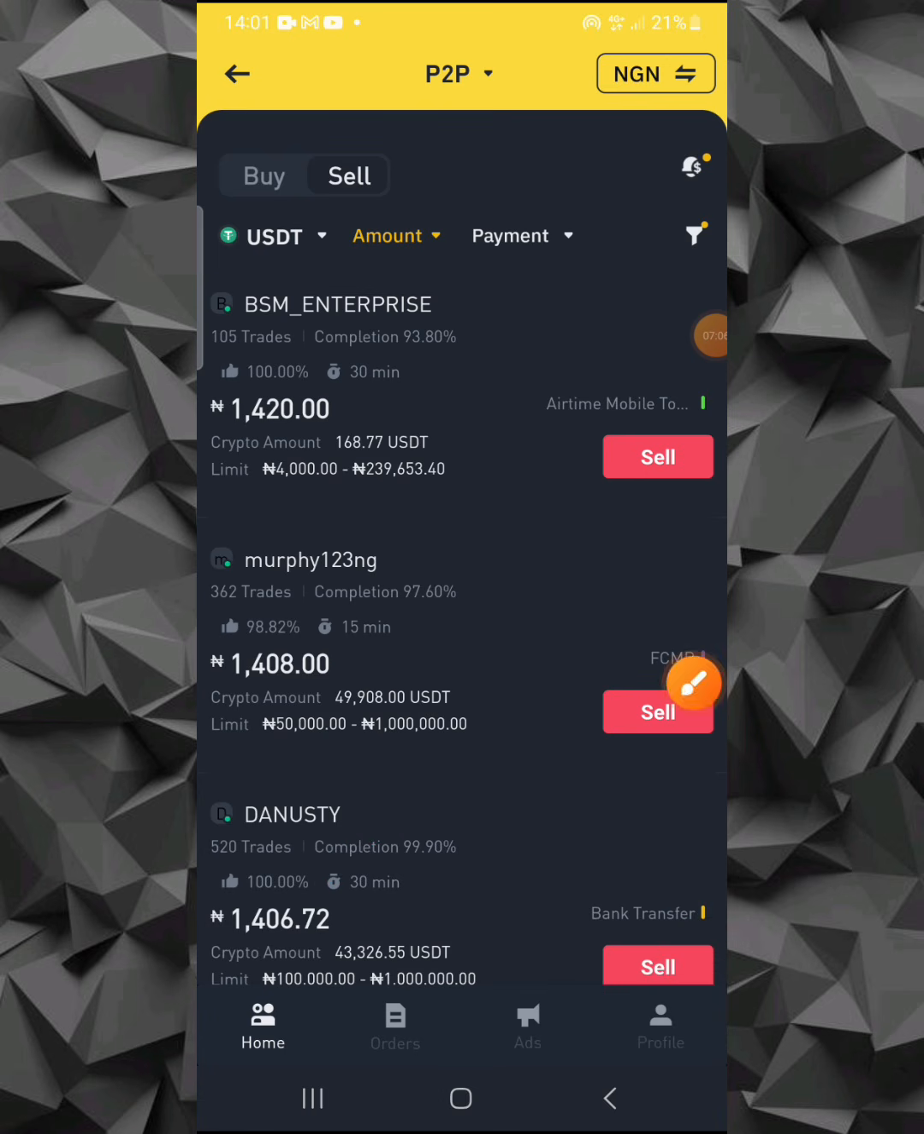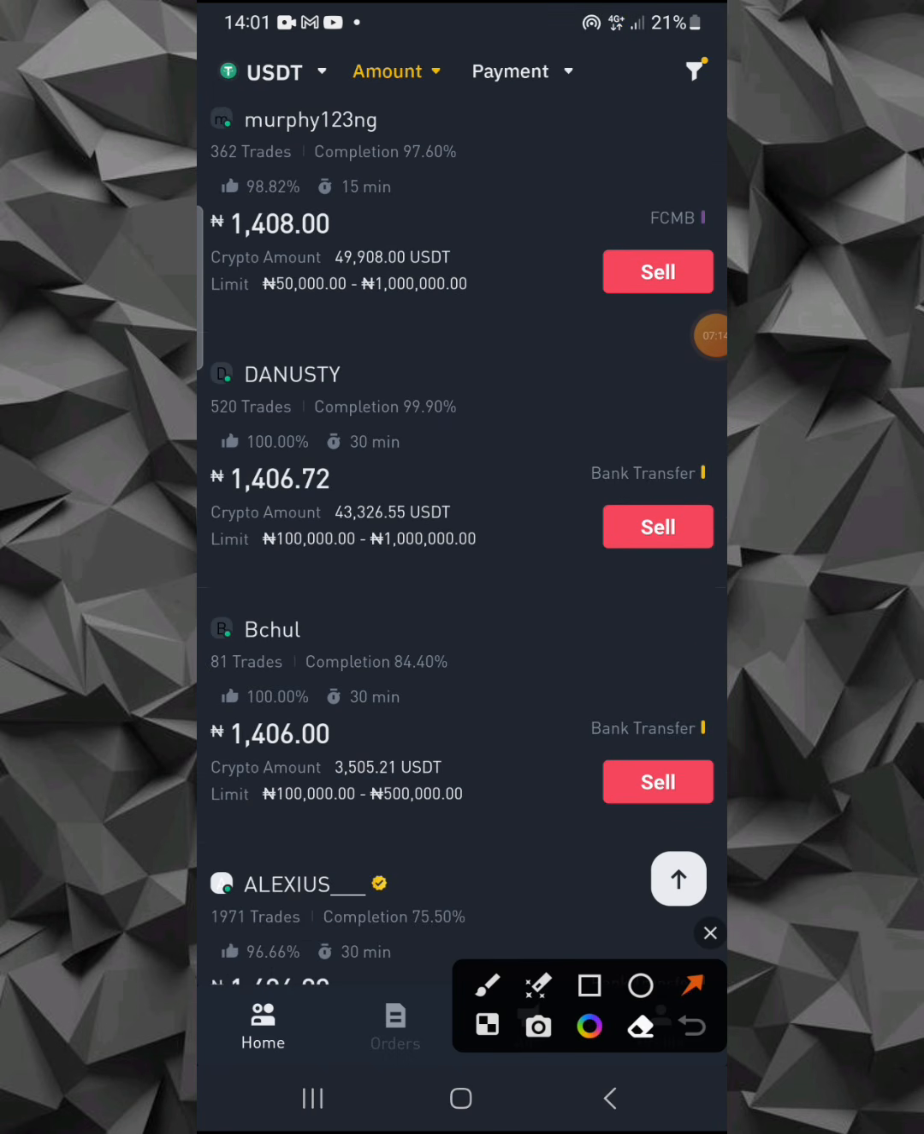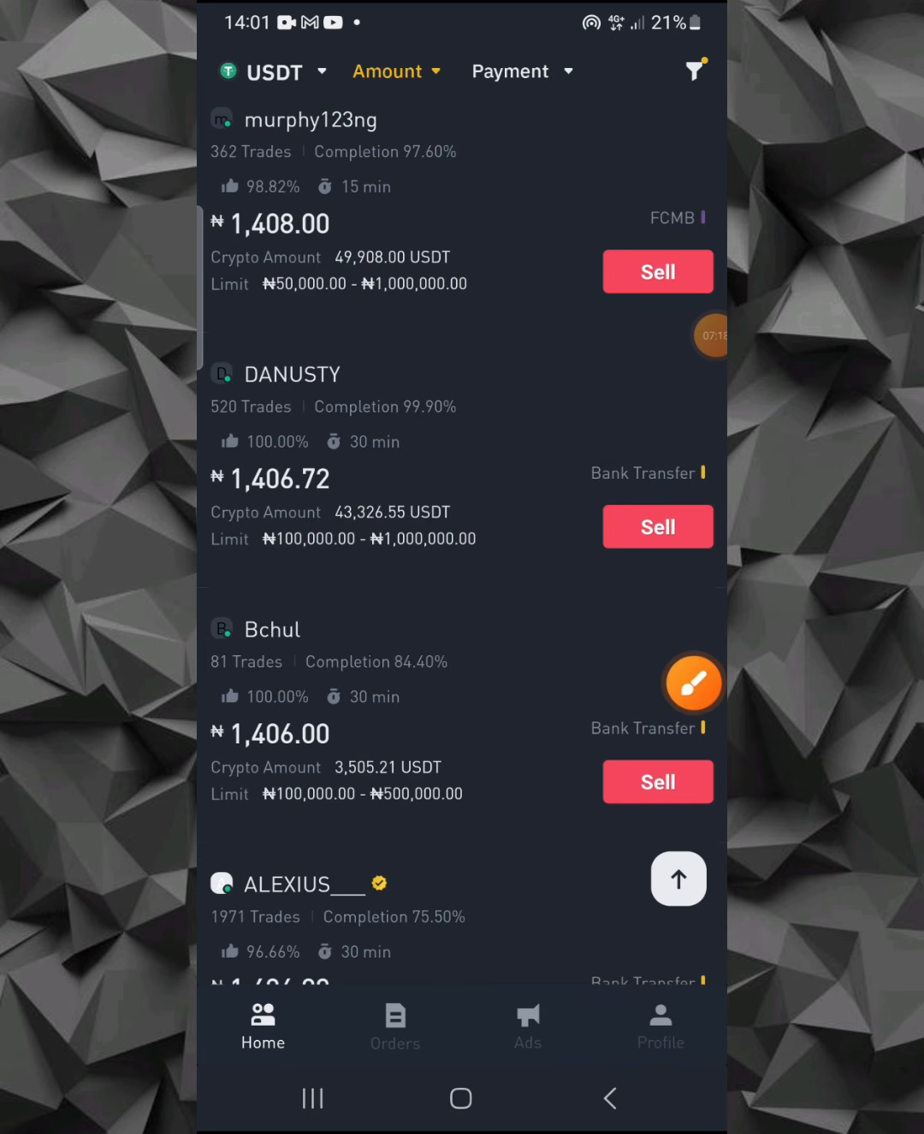So you can see we can't sell to this first guy because his payment method is airtime. We can't sell to this guy because he's only using FCMB. But if I have FCMB, I can trade with this guy. So we'll be going with this guy that is accepting bank transfer. And you can see his rate right here. I'll just go ahead and click on sell.